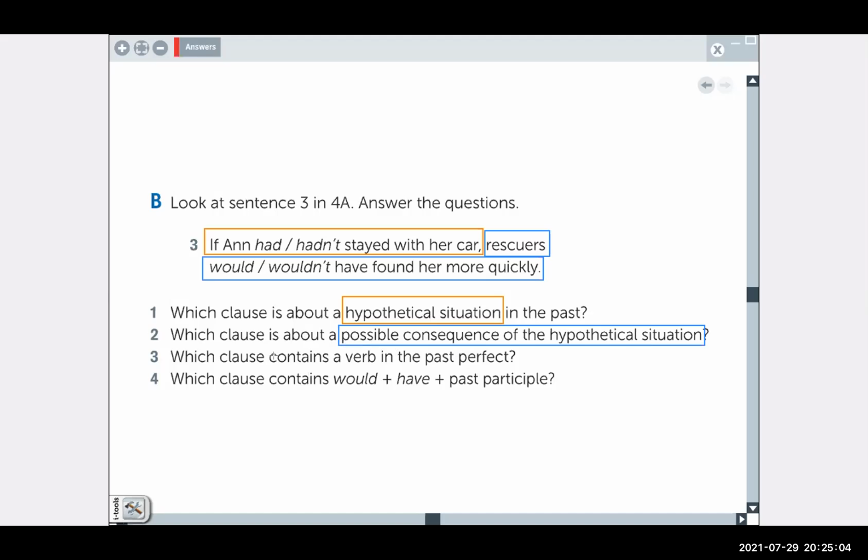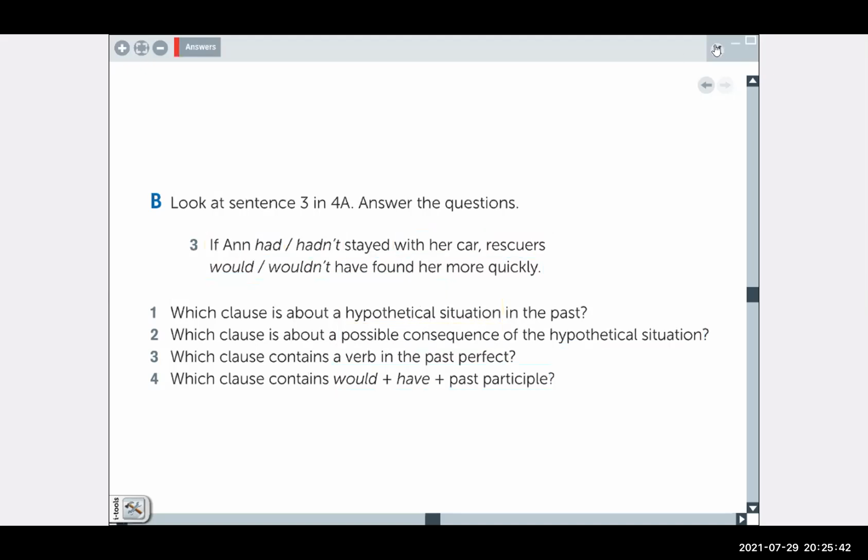Which clause contains a verb in the past perfect? Which one? The first, right? The past perfect, because the option is here, had stayed. And which clause contains would, have, and a verb in the past participle? Of course, the second, right? Would have found her. Okay, very good. Let's move on.